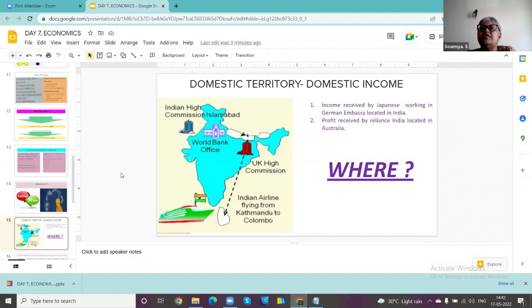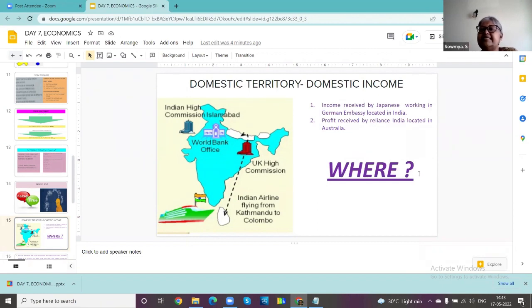So in this question, children should not look into who receives the income. There is a confusion element here: German embassy located in India. They should not immediately say, ma'am, it's located in India. But what is located in India? That is an additional thing they'll have to raise there. German embassy. So the German embassy always belongs to Germany. So this will not be part of Indian domestic income.